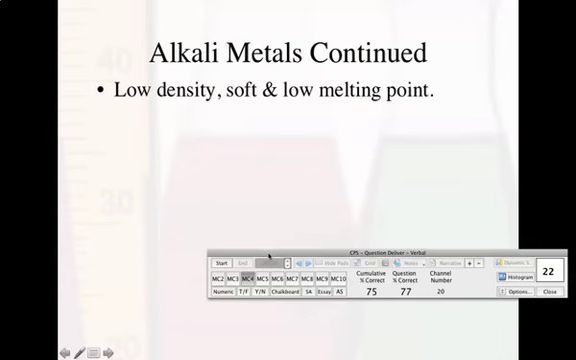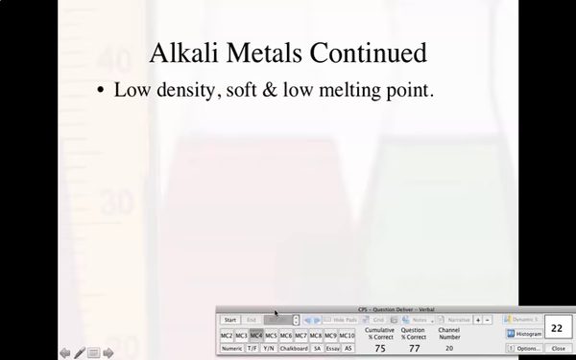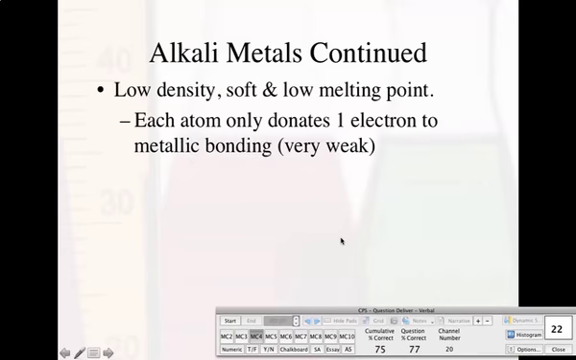Okay. So alkali metals are going to have a low density. They're going to be soft and have a low melting point. And that's because each atom is only going to donate 1 electron to metallic bonding. So they're very weakly held together.